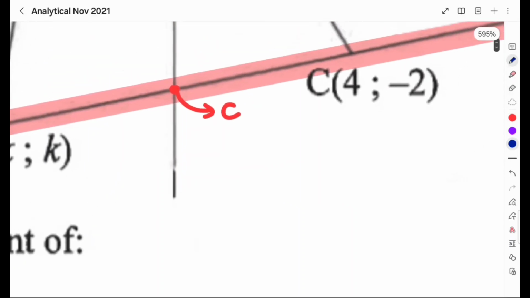Let us make a note that this is negative 3.